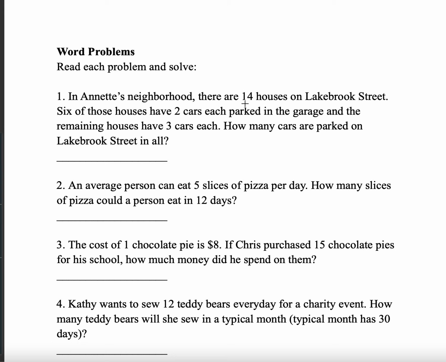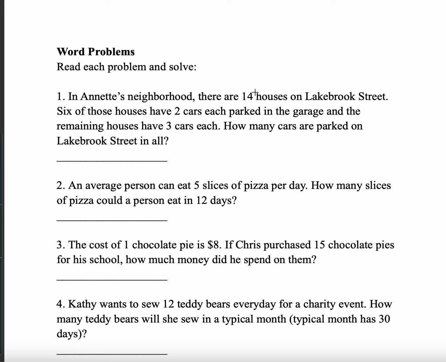Okay, let's read the first one. In Annette's neighborhood, there are 14 houses on Lakebrook Street. 6 of those houses have 2 cars parked in the garage, and the remaining houses have 3 cars each. How many cars are parked on Lakebrook Street in all?